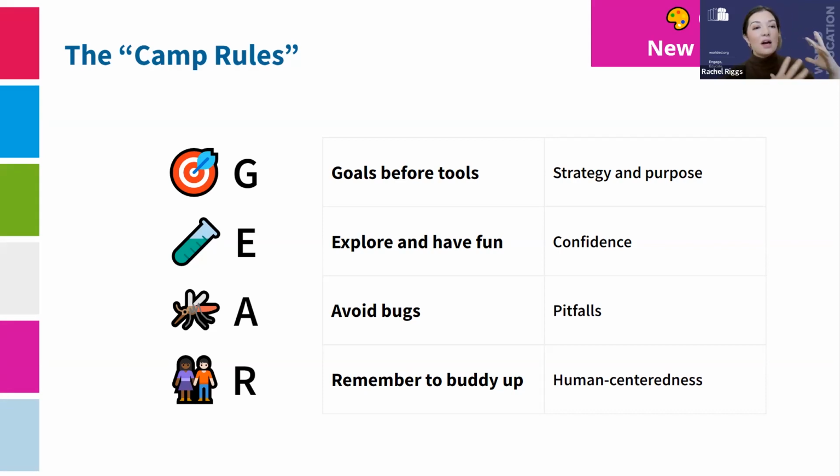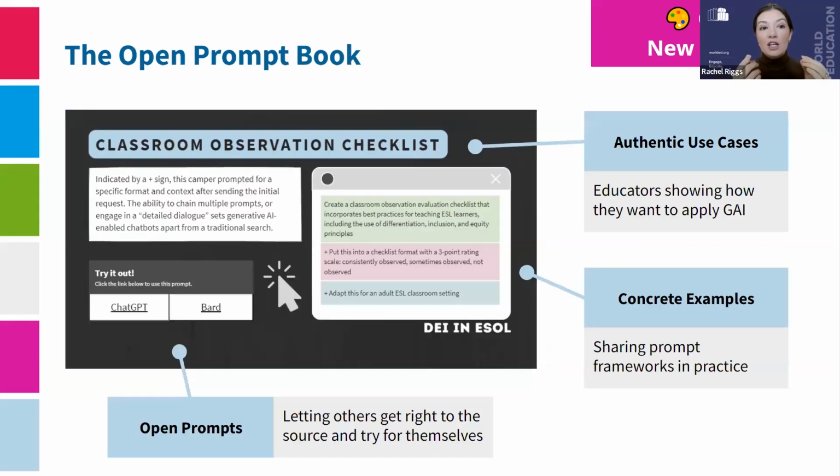And going back to this concept of collaboration, which we believe to be a really important part of the human-centeredness when we talk about AI implementation. So what we did was we got them together and we were able to work together on coming up with these really authentic use cases. We are publishing all of their work in what we're calling the Open Prompt book, which will come out next week. But this is just one example of what an educator did in Camp GPT.